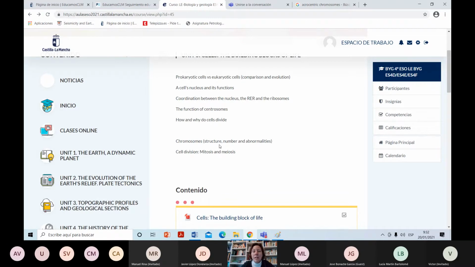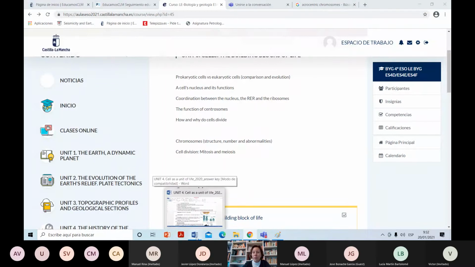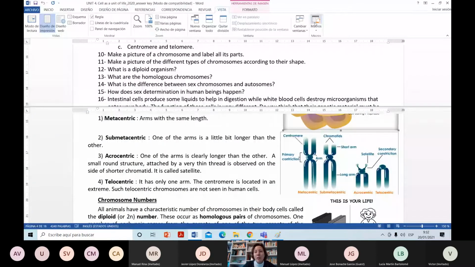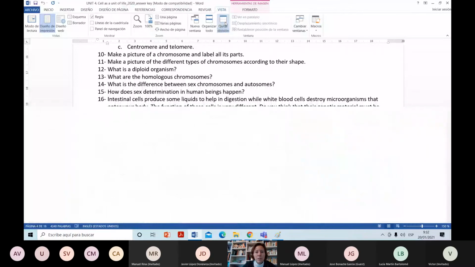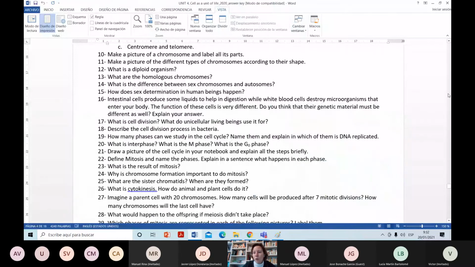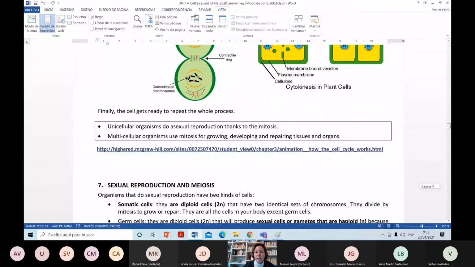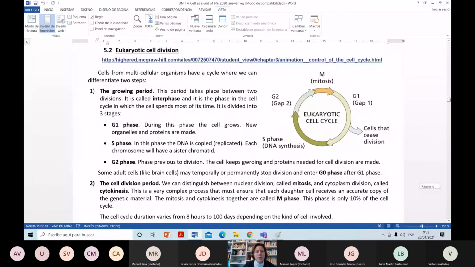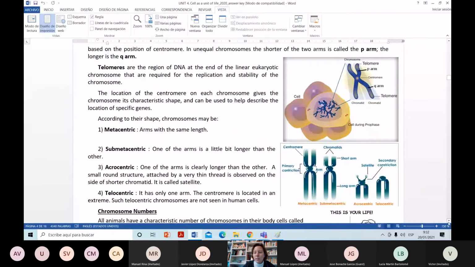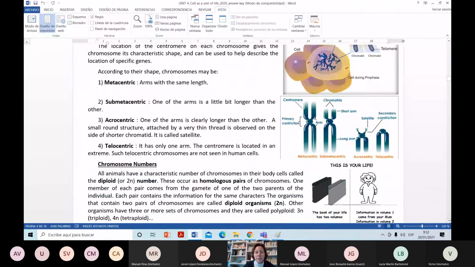Okay, today we're going to see in detail the number of chromosomes. How many chromosomes do different organisms have? Well, we already know that prokaryotic organisms only have 1 chromosome. But what about eukaryotic organisms? How many chromosomes do they have? Well, the answer depends on the species.